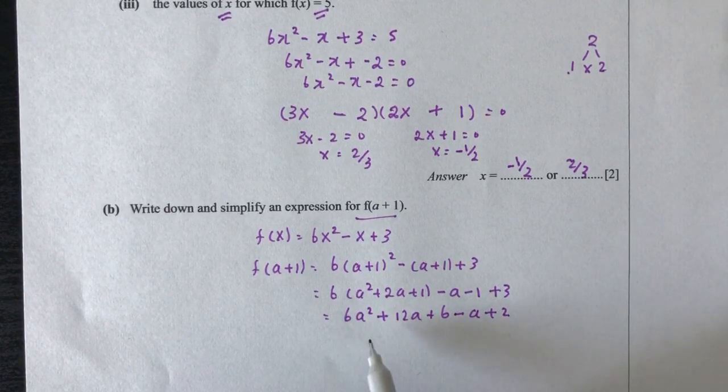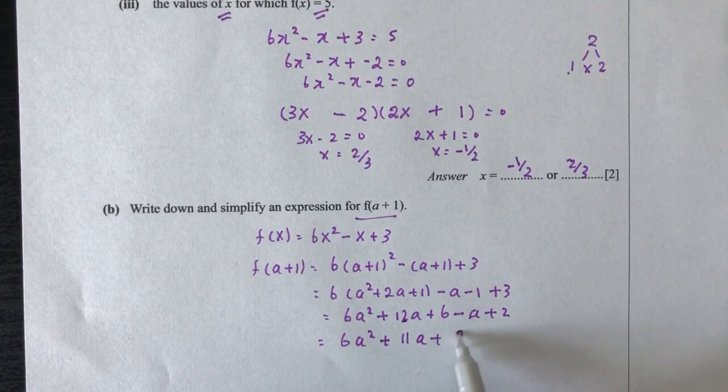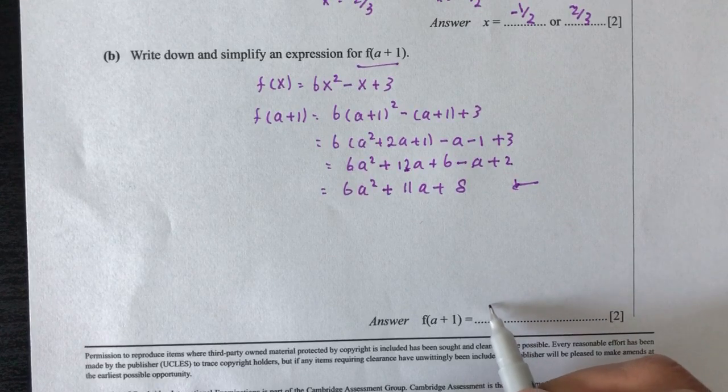So simplify this. So let's write this first. 6a squared remains the same. Minus 1 becomes 11a plus 8. So this will be your answer for part B.